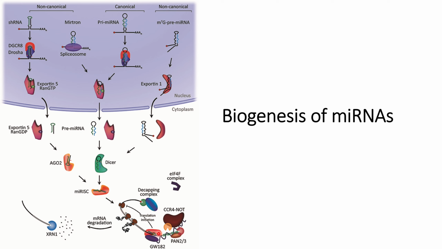And that has been shown here, that the translation initiation will be inhibited by the decapping complex, as it will degrade the stability, that is, the poly-A tail, so that translation initiation will never be able to begin. The example shown here is the GW182 and PAN2-PAN3 complex, and also the CCR4-NOT complex, which helps in this destabilization of the mRNAs.